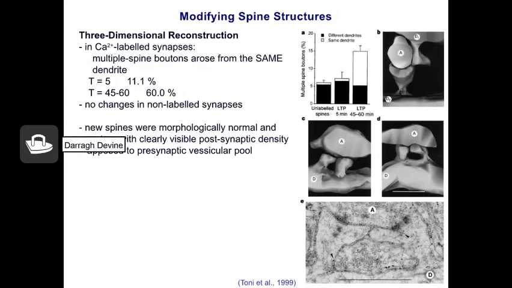And this is way cool. So finally, when Tony and collaborators examined the new multiple spine profiles, they found that the majority of them arose from the same dendrite. This is shown brilliantly in the photomicrograph at the bottom of this slide. This is just such a perfectly aligned profile.